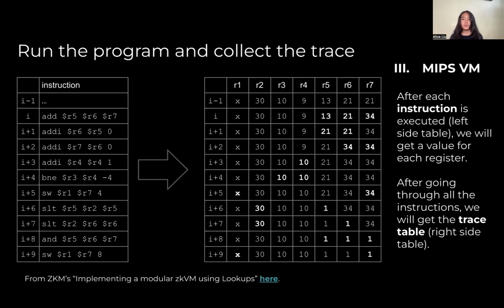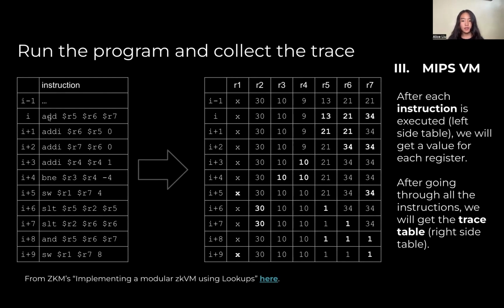In this first step of running the program and collecting the trace, it's important to note that any high-level language can compile down to MIPS, and we'll get a sequence of MIPS instructions as a result. How this looks is that after each instruction is executed, which we can see in the left side table, we get a value for each register based on the instruction. For example, in row i, the data operation that we're using is addition.